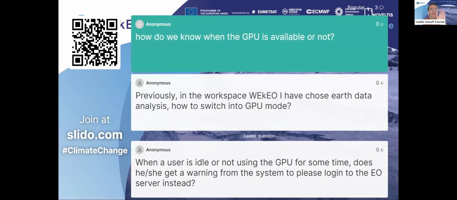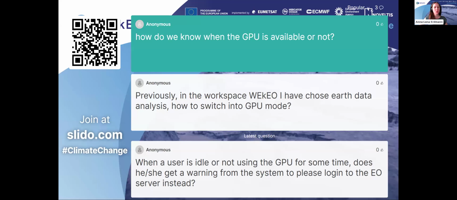Okay, so we have the two same questions. How do we know when the GPU is available or not? And it's also the last one: will the user get a warning from the system to log in when the GPU is available? Yeah, so that is a very good question.